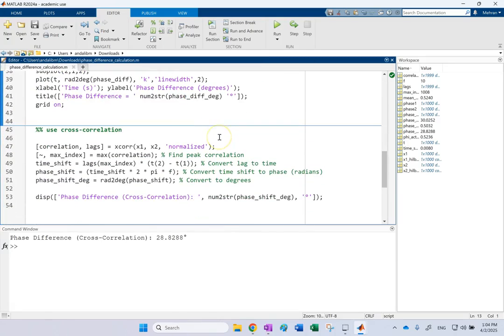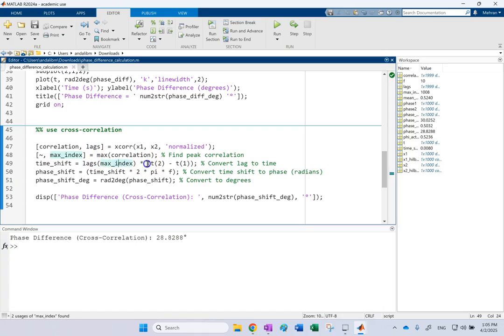But here you see a similar thing is done. I pass x1 and x2 to the xcorr command, which does the normalized cross correlation, and it gives me different lags and different correlations. So these are taus, these are Rxy of tau. Once I have them, I look for the maximum of them, and once I find the index for the maximum, I read the tau for that maximum location, and that is just an index.